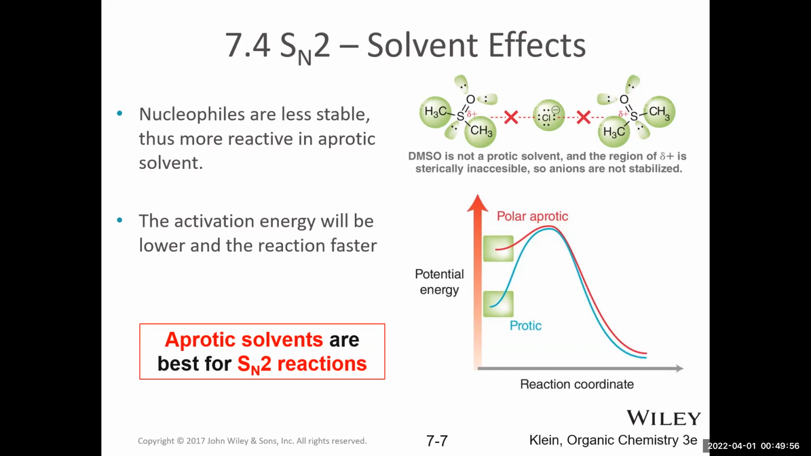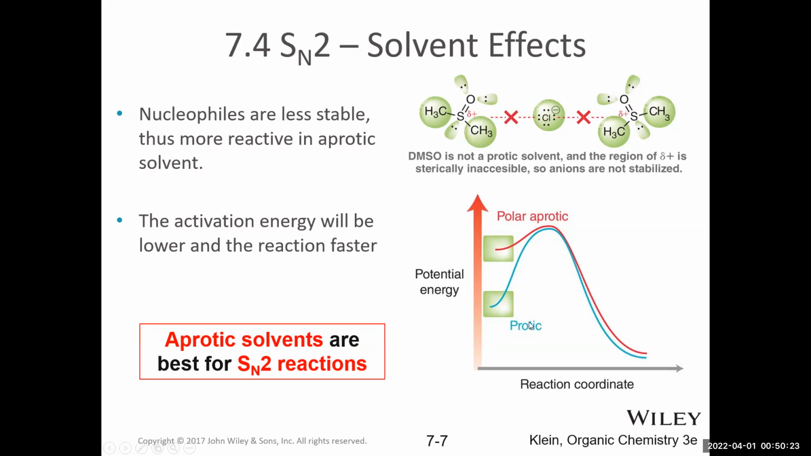If we used a polar protic solvent, then this anion would be stabilized. And if it's stabilized, it's lower energy, which means that it's going to have a higher activation energy to overcome to be able to react. So this is a reaction coordinate diagram looking at the nucleophile, which is the anion, in different solvents.